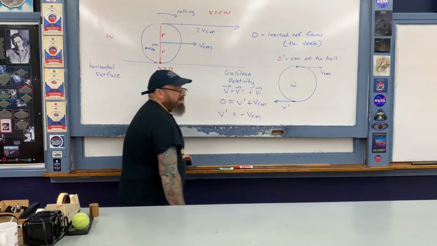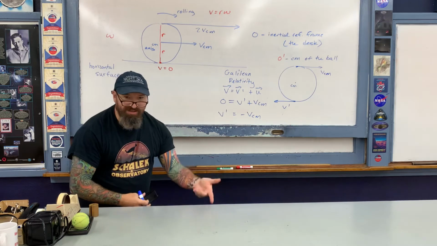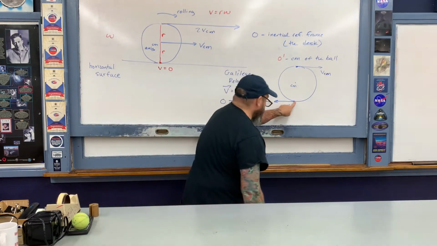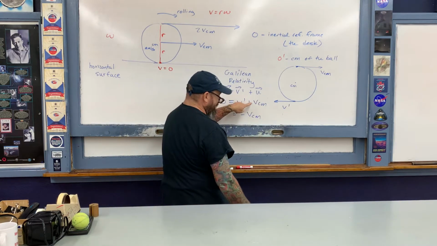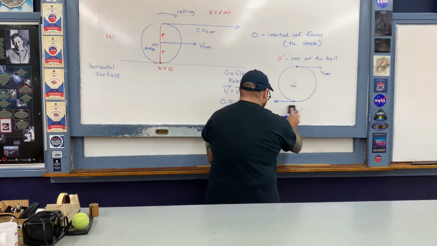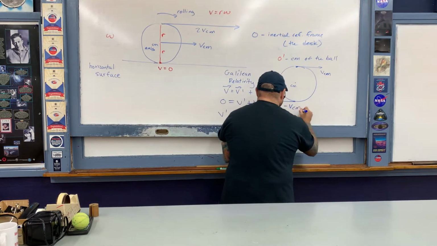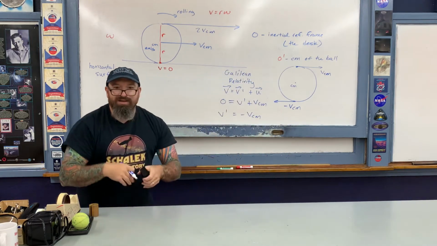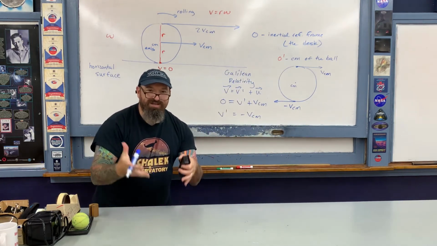Negative VCM. In other words, relative to the center of mass of the ball, the bottom of the ball is moving in the negative direction like so, with a speed that's equal to VCM. Like so. It's crucial that you understand these steps.